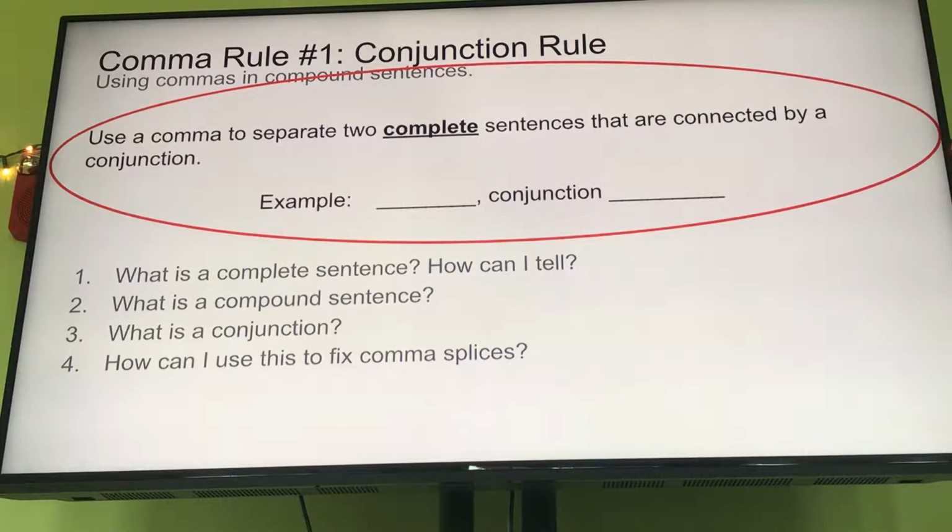What is a compound sentence? A compound sentence is a sentence that has more than just the simple subject and predicate. It might have 2 complete sentences. It might have fragments and run-ons and phrases that are stuck here and there with different things. So mostly compound sentences are when there are 2 or more sentences or phrases put together. What is a conjunction? We're going to go over that. And how do I fix comma splices? We'll also go over that.